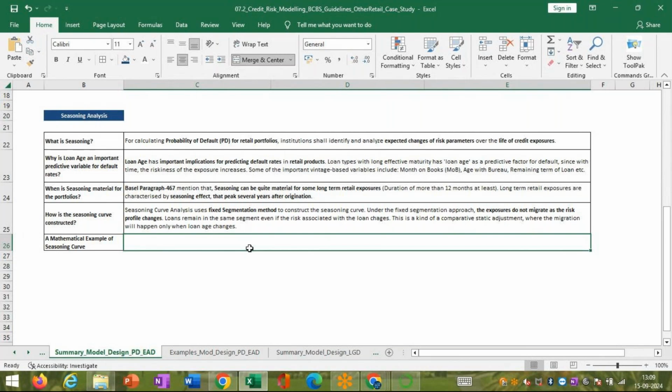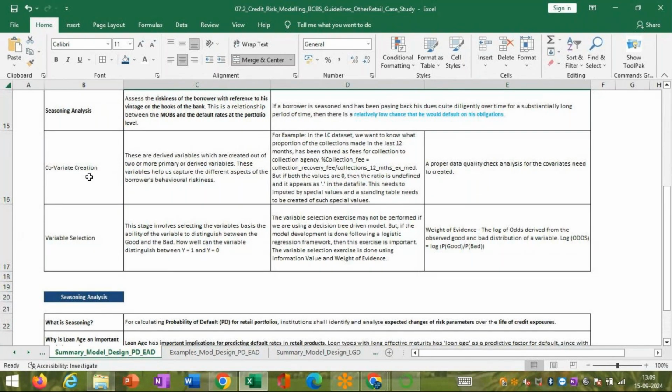Now, the next step that we need to talk about is the covariate creation followed by the variable selection. However, covariate creation and variable selection will be common to PD, LGD, and EAD. With seasoning analysis, the PD specific model design is completed. So the next set of model design that we initiate is the model design of the EAD models, right?